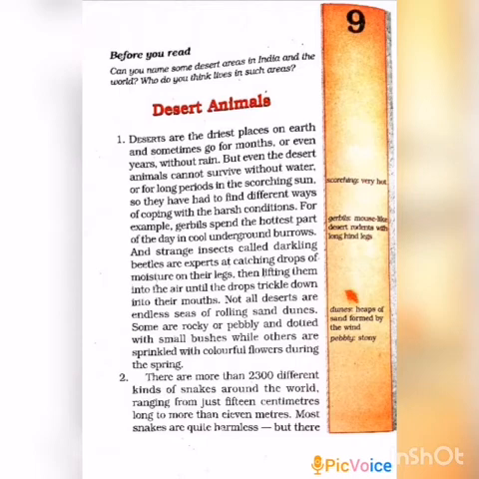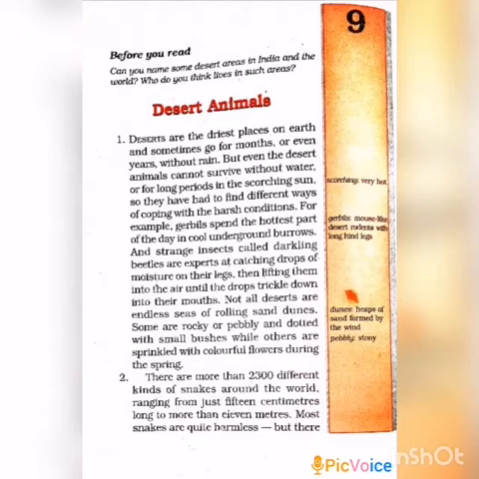I already told you Rajasthan is a state in our India. It is known for a desert, like the Thar desert. Sahara, and so on, we know as desert places. So all of you take your map and mark the desert places you know. This is one activity. Desert animals. See the first paragraph.